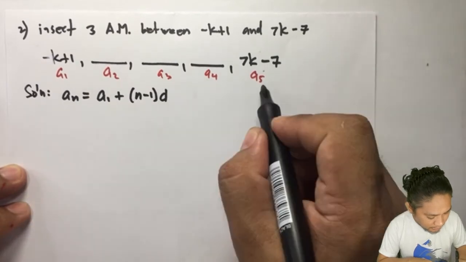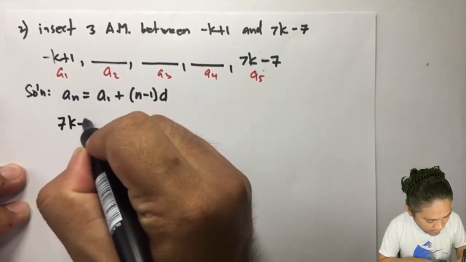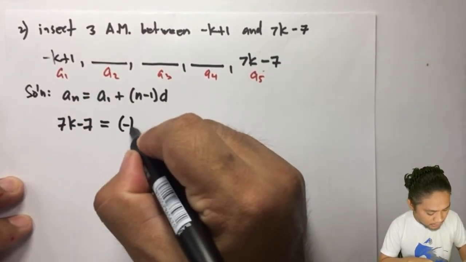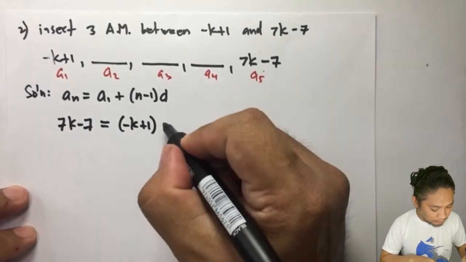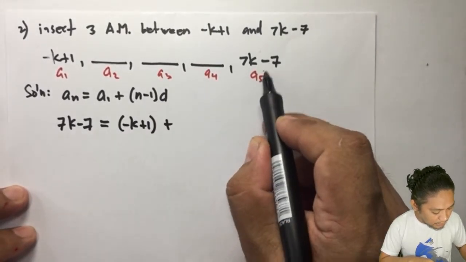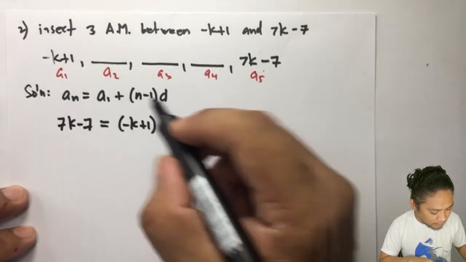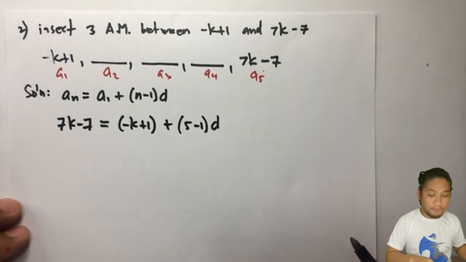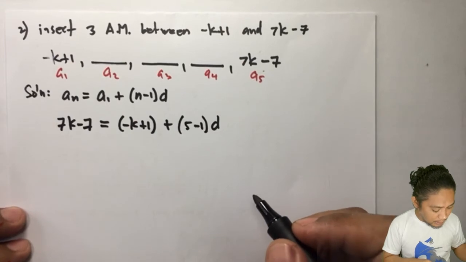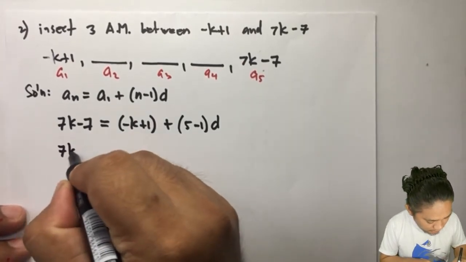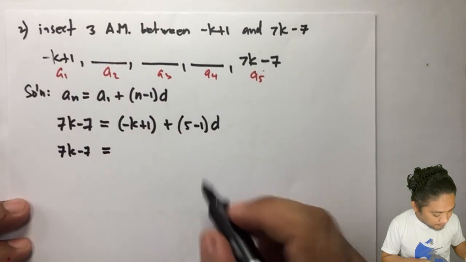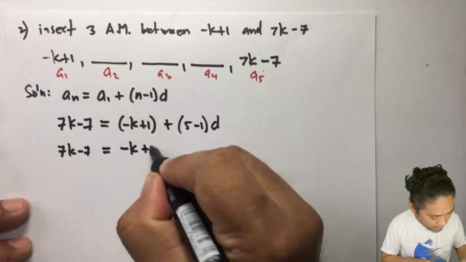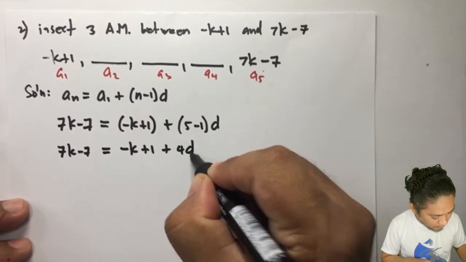So for a sub n, we're going to use the fifth term, 7k minus 7, equals our first term, which is right here, negative k plus 1, plus our n, which of course is the fifth term, so n is 5 minus 1 times the d. And this is just simply simplifying the expression. So 7k minus 7 equals, this will become 5 minus 1, which is 4d. So I'm going to have negative k plus 1 plus 4d.